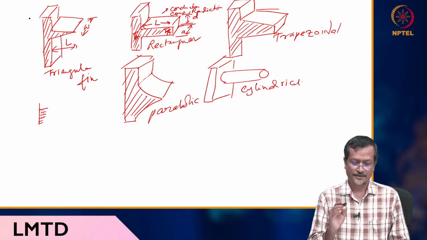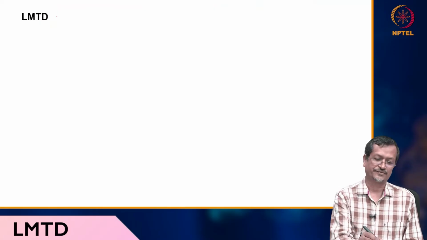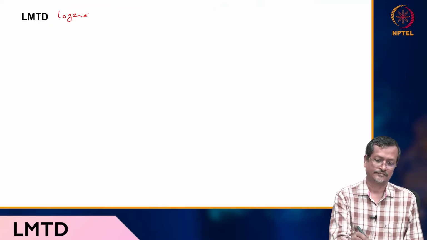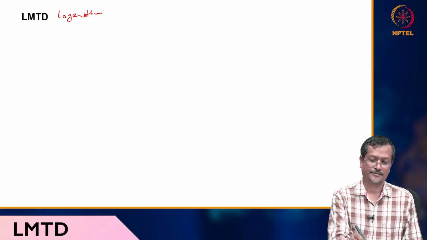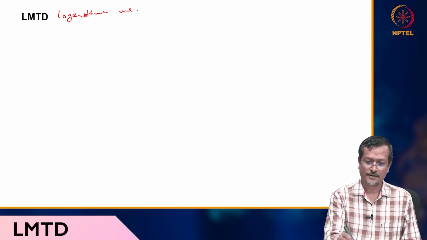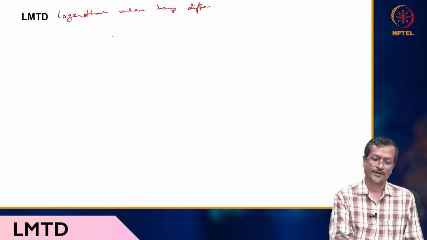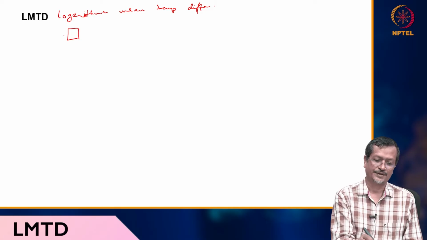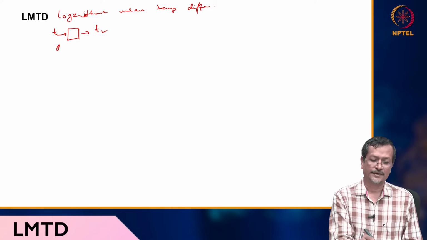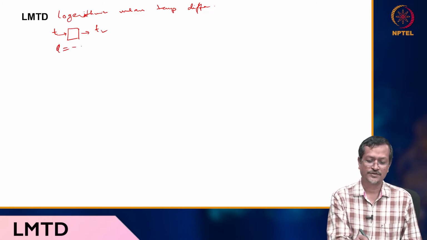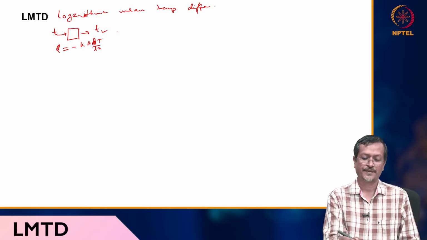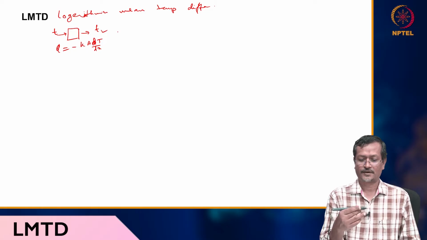Increasing heat transfer. So, logarithmic mean temperature difference. When two plates, one body is here at temperature T1 and the other at T2, and you want to calculate the heat transfer rate, Q equals minus K A delta T by delta X, that is dT by dx. But what happens if the temperature is varying? Then what is the simple formula?